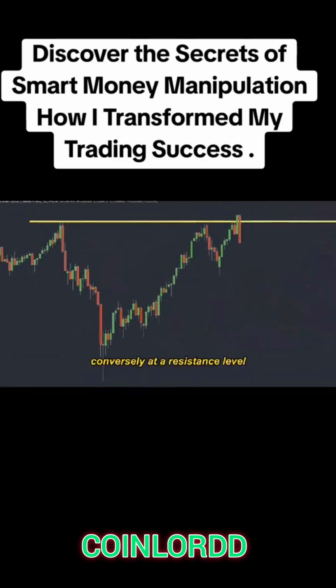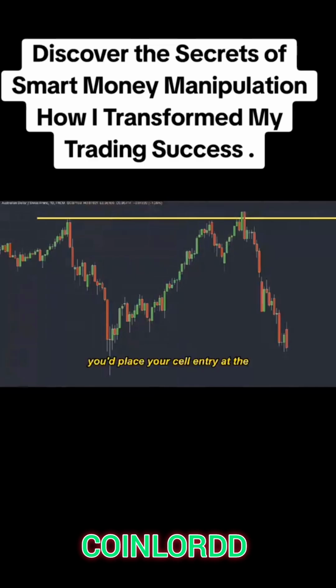Conversely, at a resistance level, if a bearish engulfing bar appears after a series of smaller bullish candles, it signals that sellers are taking over. You'd place your sell entry at the close of the engulfing bar, set your stop loss above the resistance, and target the next support level below.